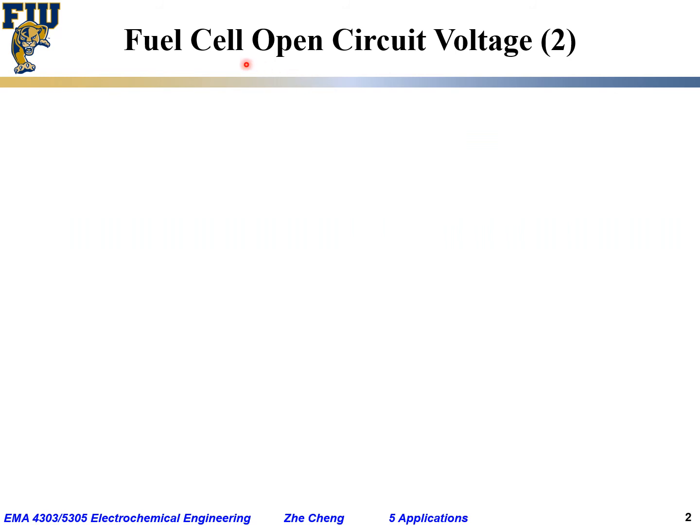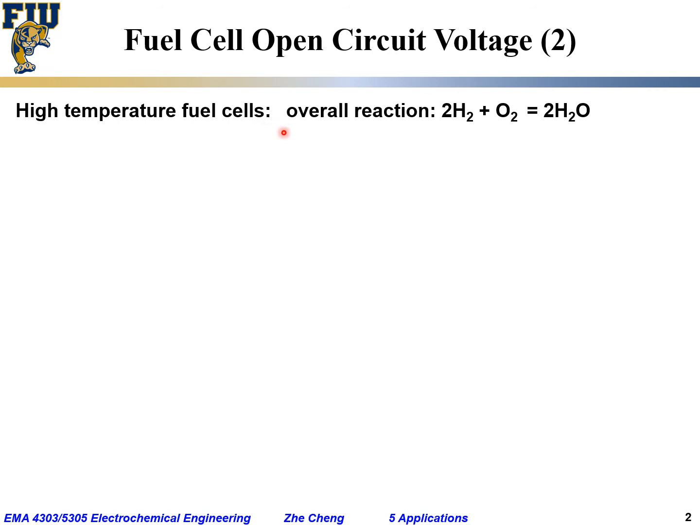Apart from fuel cells that operate at low temperature, even at ambient temperature, 25 degrees C, there are, as we said, solid oxide fuel cells or molten carbonate fuel cells that operate at high temperature. But fundamentally, for these high temperature fuel cells, if we use hydrogen as the fuel, the overall reaction is still hydrogen gas combined with oxygen gas to form water. It's still the same fundamental reaction.